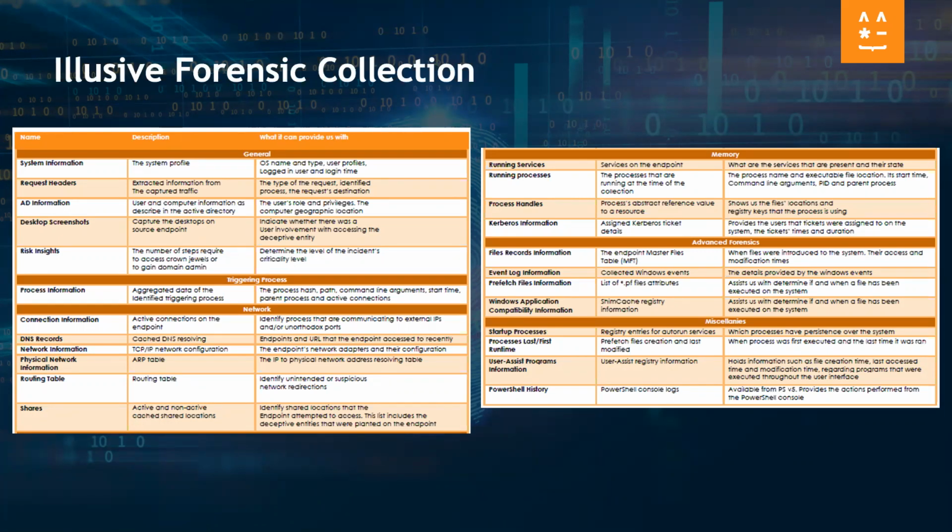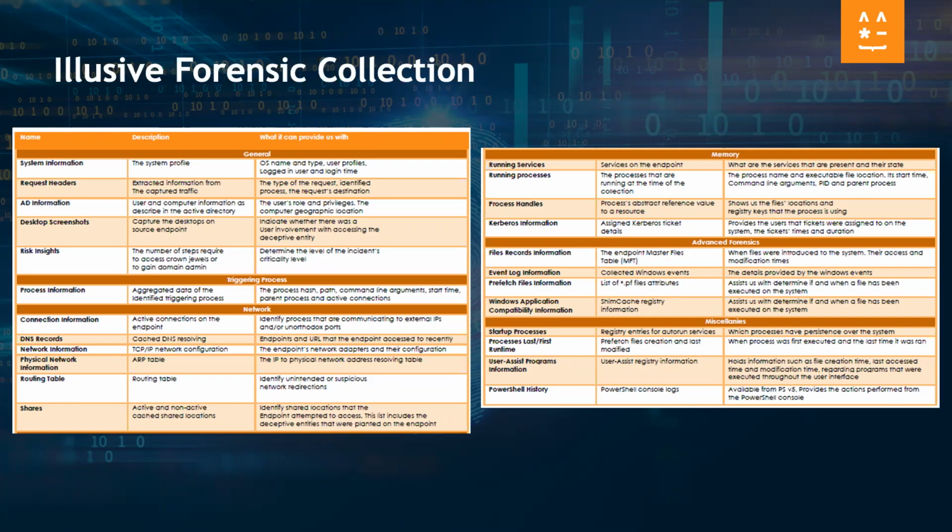And then finally, Kerberos information. That provides the user tickets on that system, and what time and duration they're currently assigned to. Then we have a couple of other items called advanced forensics and also miscellaneous. The advanced forensics are going to be like the MFT data, for those of you that are more technical. And we also have the full collection log of the Windows event logs. So that's your system, security, and application logs of that machine.